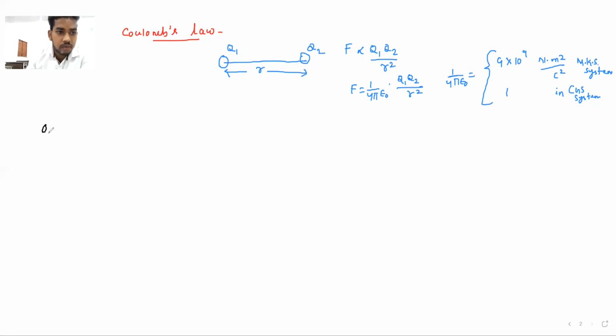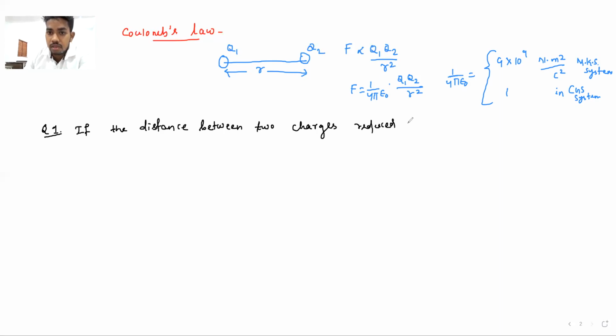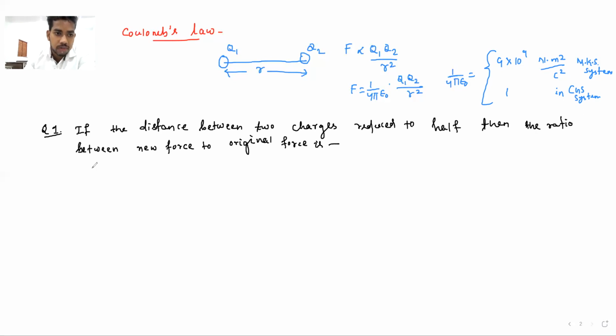Okay. So question number 1: If the distance between two charges is reduced to half, then the ratio between new force to original force is... Okay, this type of question will be asked and 4 options will be there.